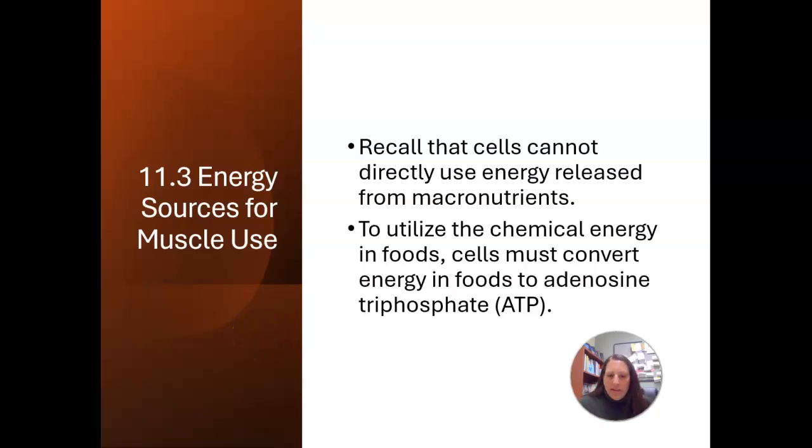Okay, so we're moving on to 11.3. We're going to be talking in this section about energy sources for muscle use. And so I have to remind you, back in a previous chapter, we talked about how cells cannot use carbohydrates, glucose, proteins, fats, fatty acids, or glycerol directly for energy. Instead, we have to convert the chemical energy found in those macronutrients into ATP first. And so ATP is going to be the energy source that our cells can use directly.